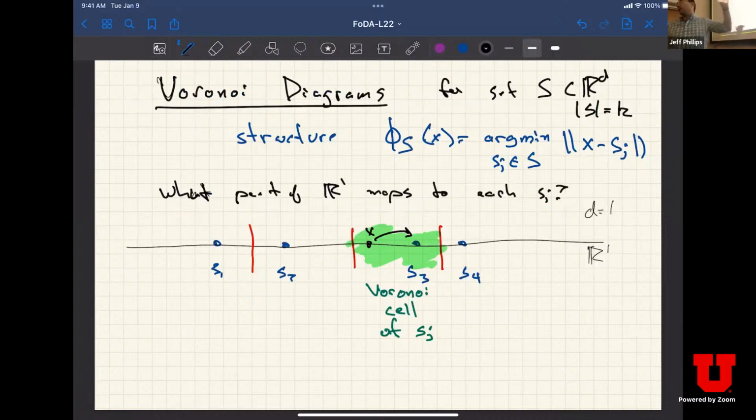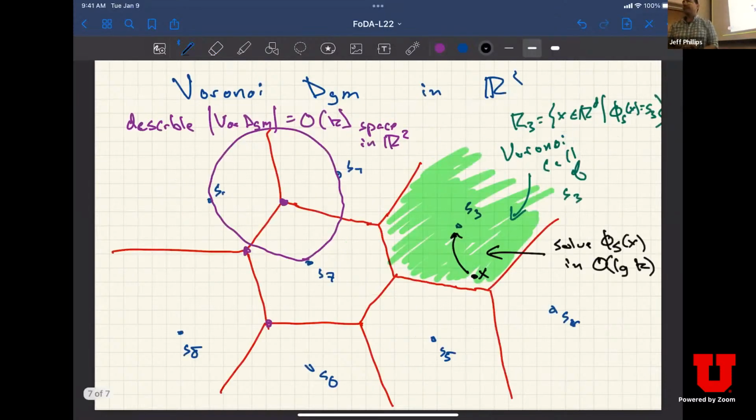I build a binary tree and I search in the binary tree for the closest 2 things, and then I check those 2 things, right? I can do something similar here. Okay. But this only works in one, yeah, question.